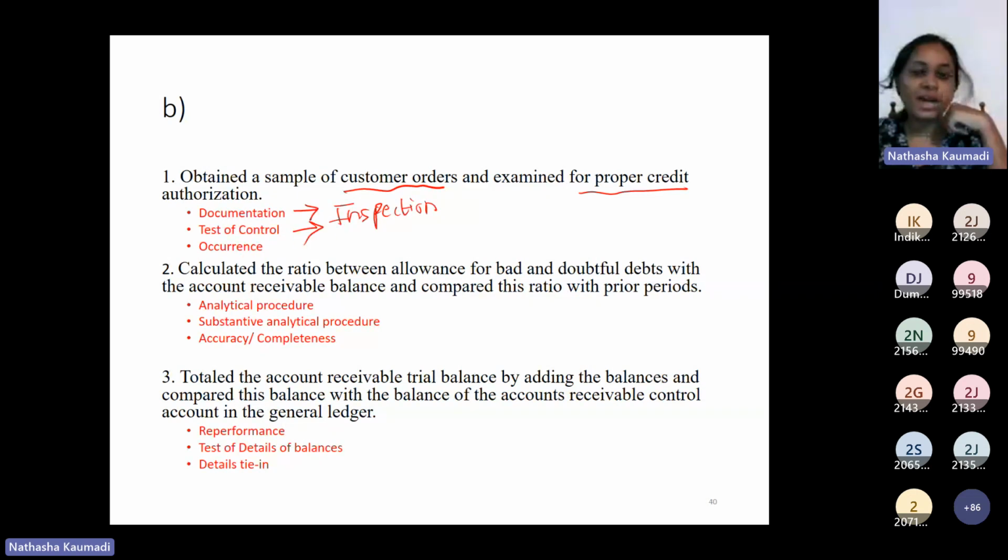So test of control is the answer. And then by doing this audit procedure, you are covering audit assertions, occurrence mainly.